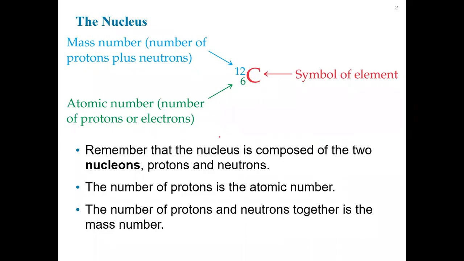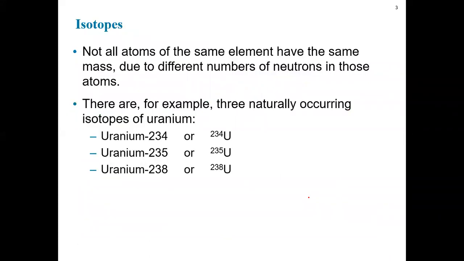Okay. So protons and neutrons are both in the nucleus. Therefore, we call them nucleons. The number of protons is the atomic number, which you can find from the periodic table. The number of protons and neutrons together is the mass number. So isotopes, we learned that concept in Chem 113.